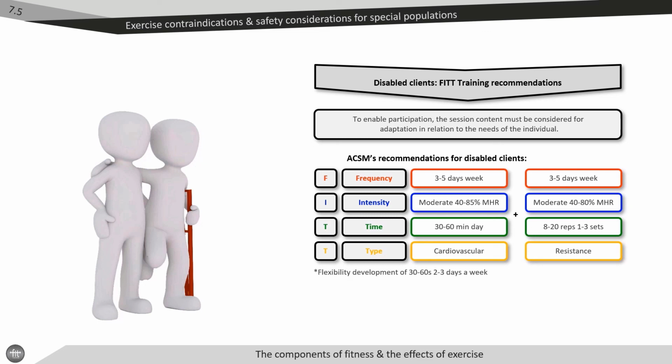It is also recommended that a disabled individual develop their flexibility with 30 to 60 second holds of stretches over 2 to 3 days a week for the major muscle groups of the body.